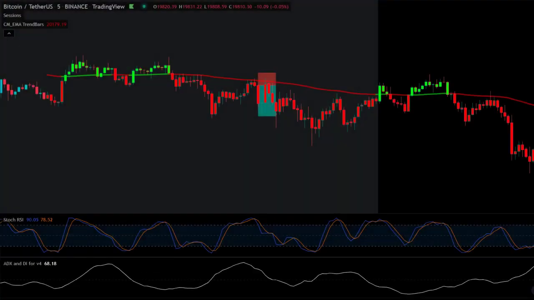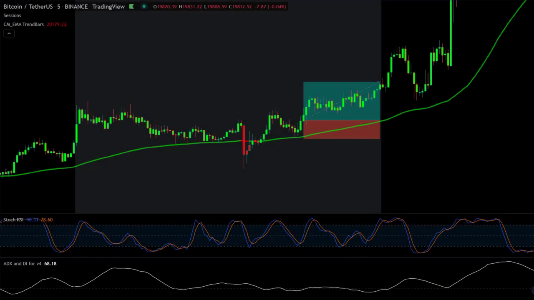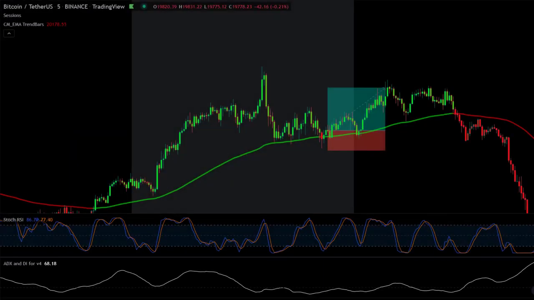Once you start testing this strategy out for yourself, you will see that it's a hugely profitable strategy. I've been trading with this strategy for about 4 months now, and I like it very much.